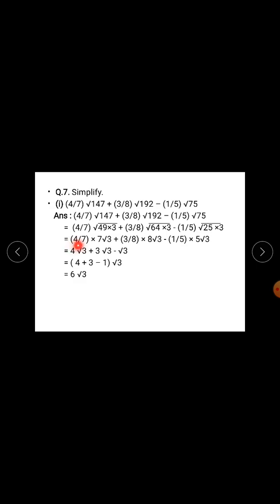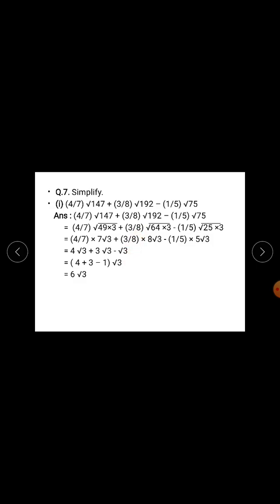So 4 upon 7 into 7 root 3 plus 3 upon 8 into 8 root 3 minus 1 upon 5 into 5 root 3. This 7 is in the denominator and this 7 is in the numerator. Cancel 7 from numerator and denominator. So it is 4 root 3, plus 3 upon 8 into 8 root 3. Again cancel 8 from numerator and 8 from denominator.